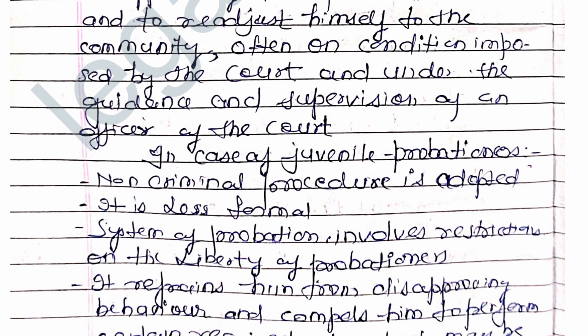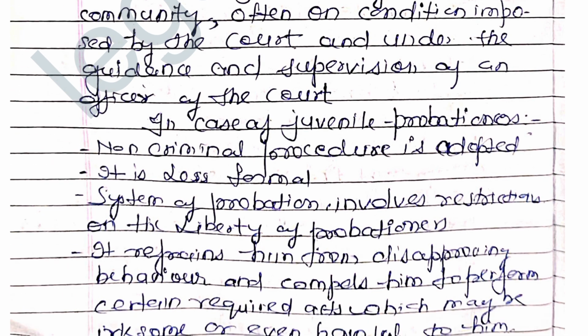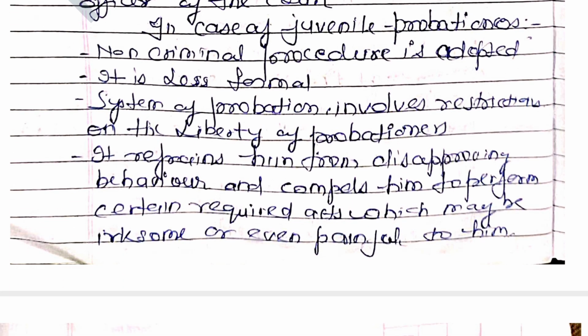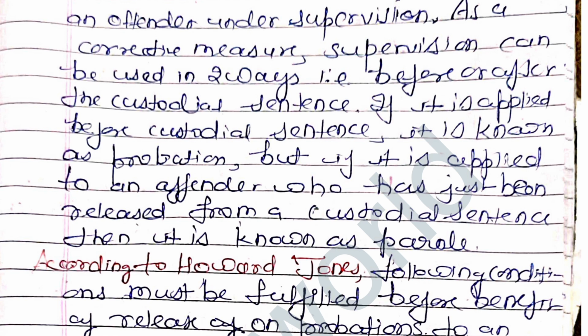In the case of juvenile probationers, a non-criminal procedure is adopted. It is less formal, and the system of probation involves restrictions on the liberty of the probationers. It refrains him from disapproved behavior and compels him to perform certain required acts, which may be irksome or even painful to him.